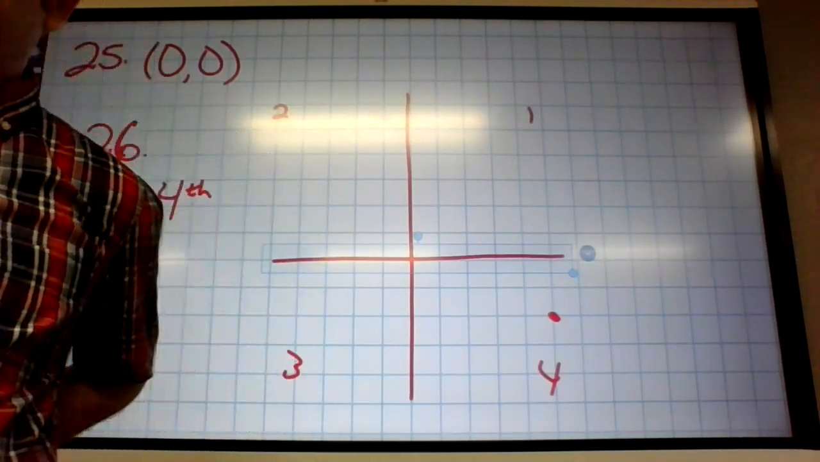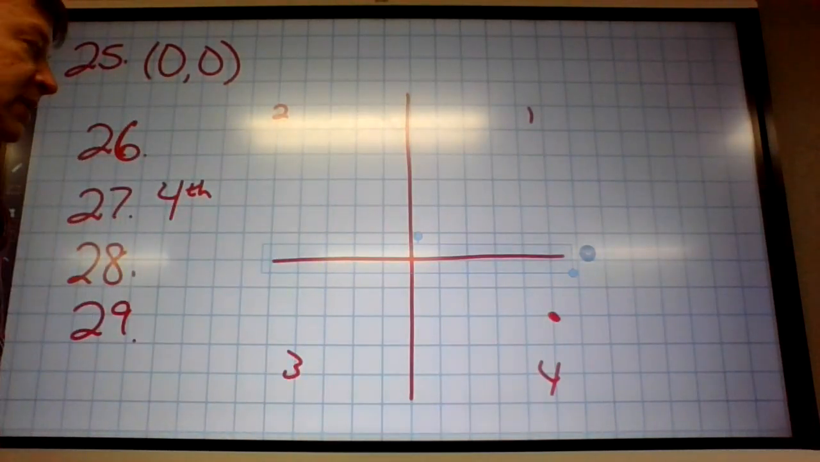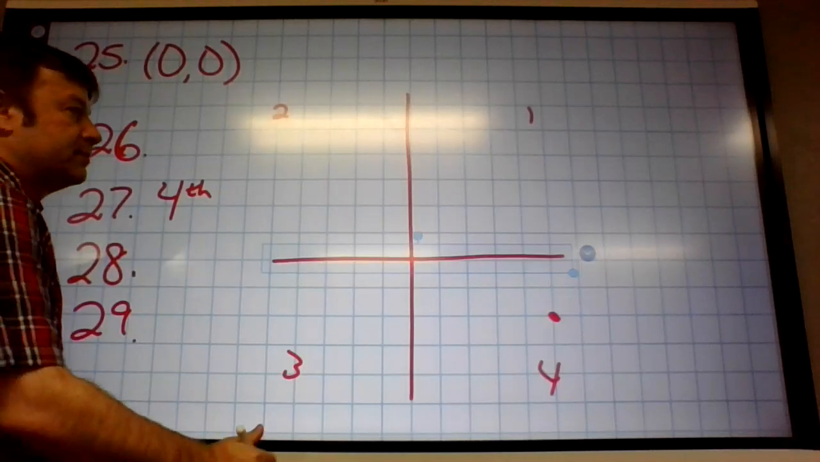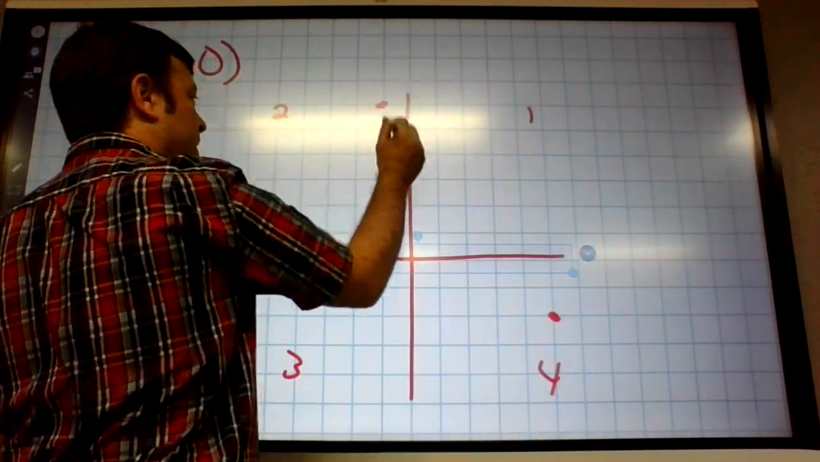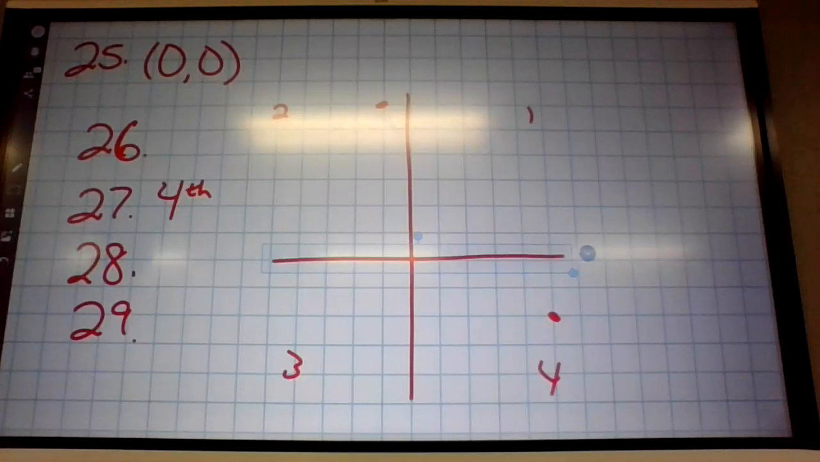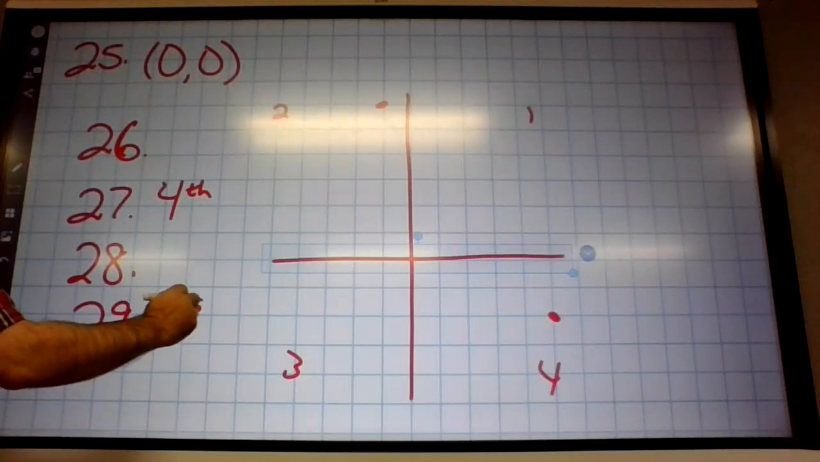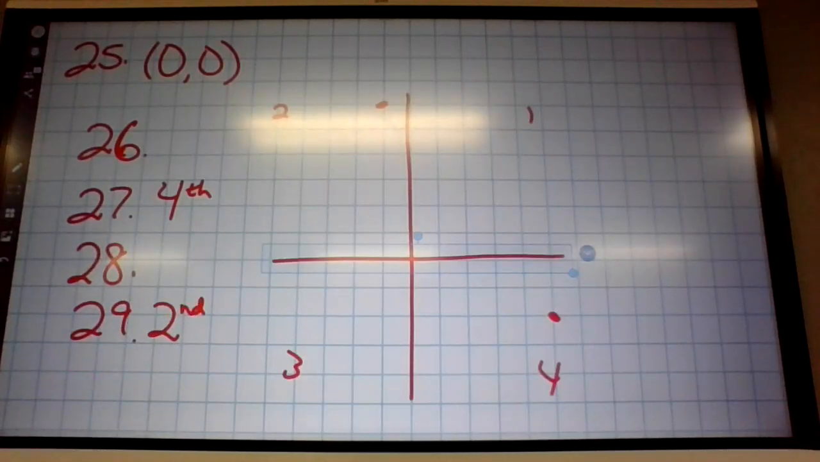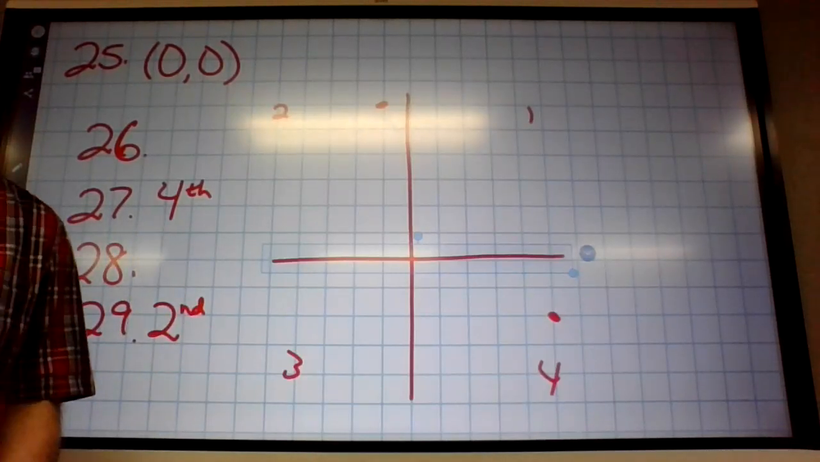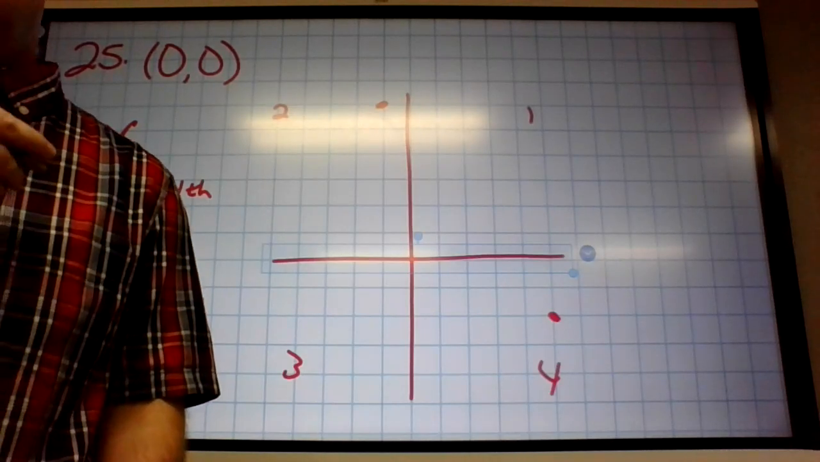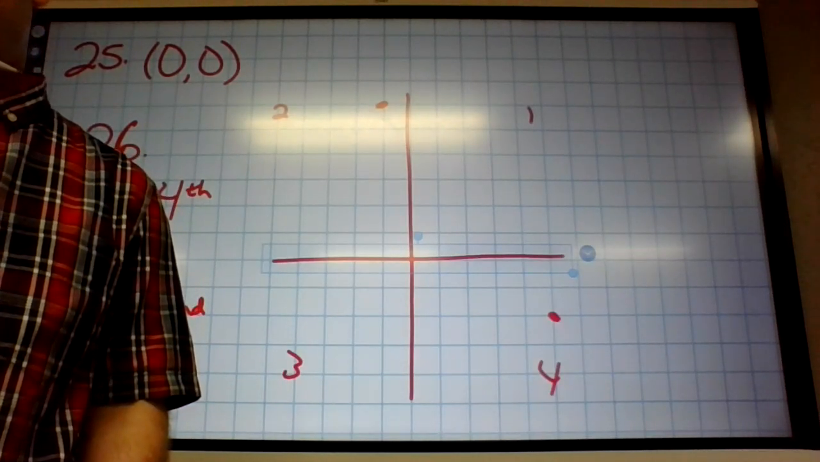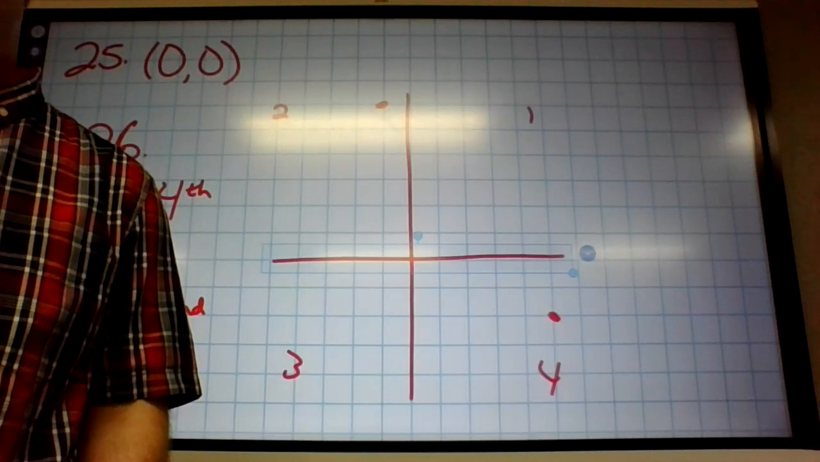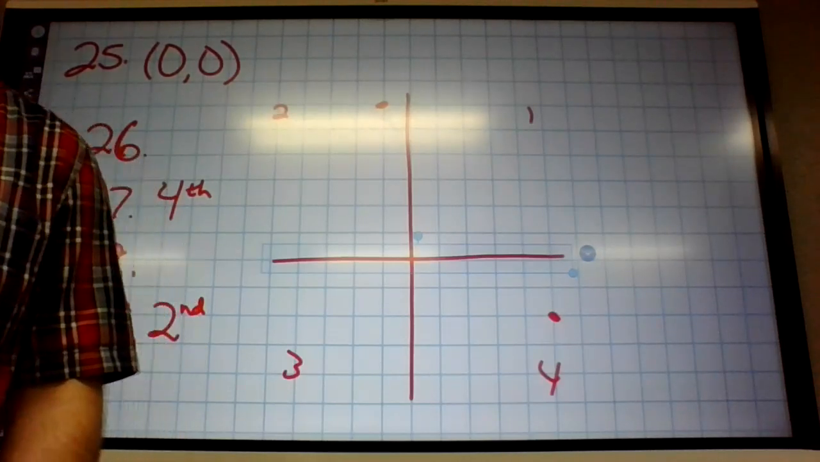Ashlyn, how do we get to -1, 6? Where's that? To the left 1 and then up 3. Okay, and what quadrant is that in? In the second. Okay, 29 is actually the last graph.